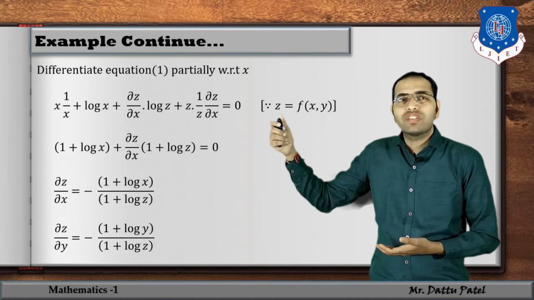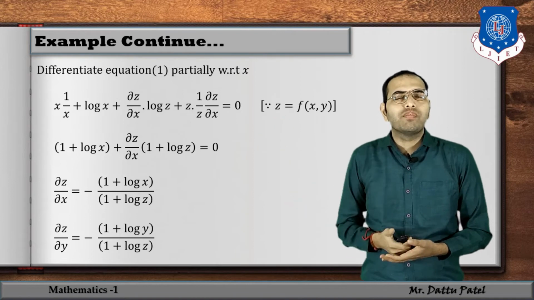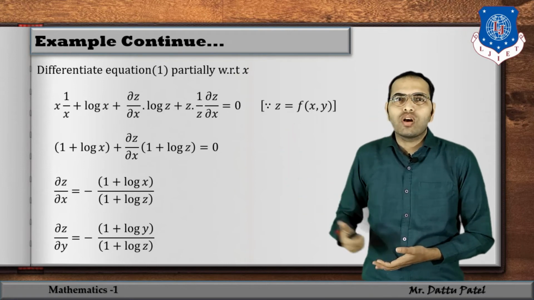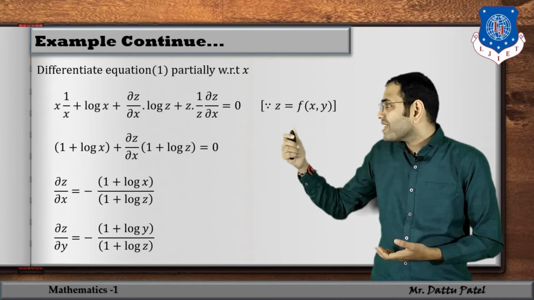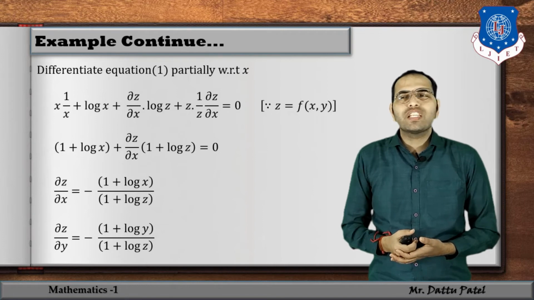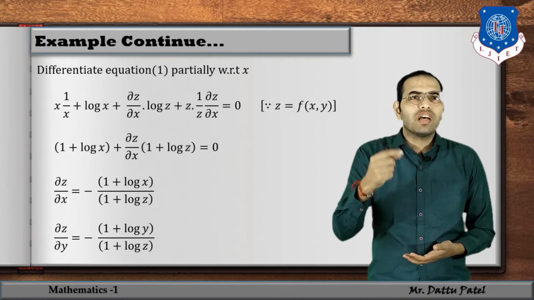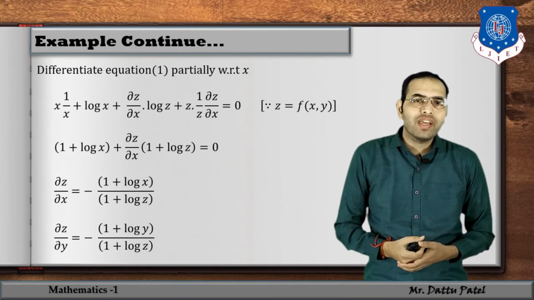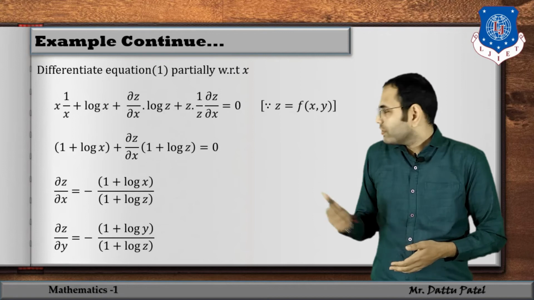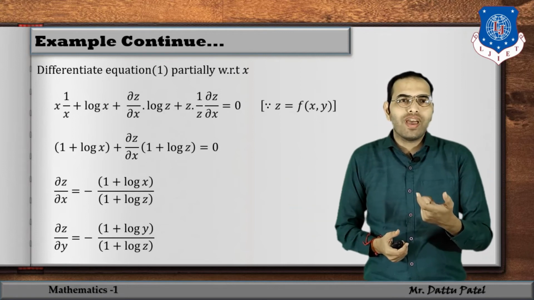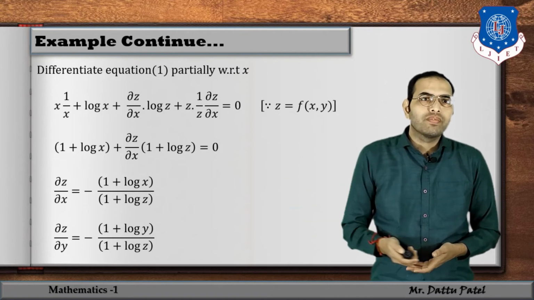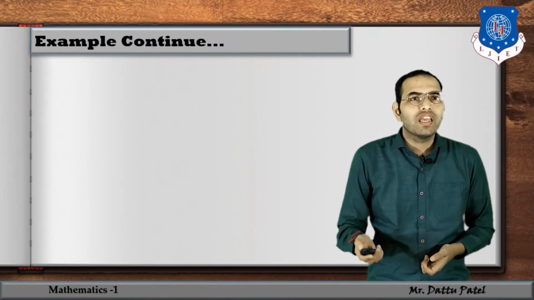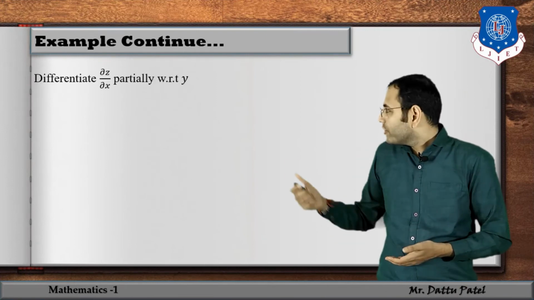Now the x cancels out and simplifying that term, it becomes 1 plus log x plus ∂z/∂x (1 plus log z) equal to 0. Making ∂z/∂x the subject, it becomes minus (1 plus log x) upon (1 plus log z). Likewise, we can find the value of ∂z/∂y, which becomes minus (1 plus log y) upon (1 plus log z).